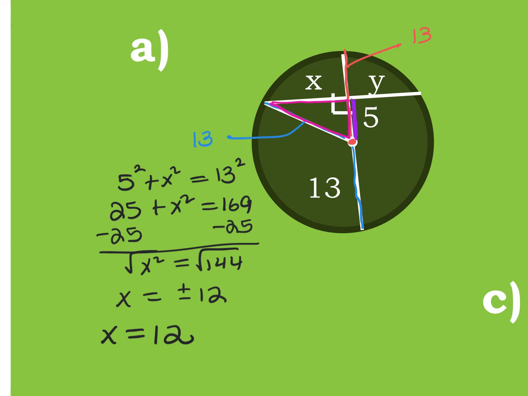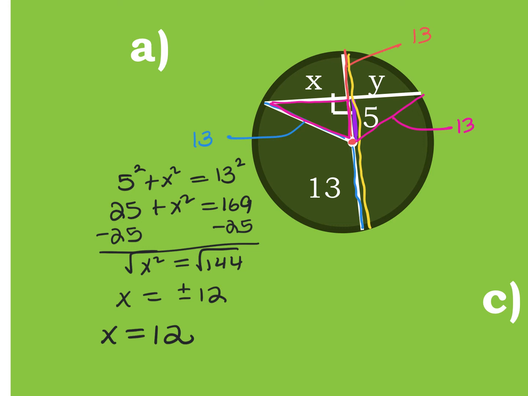Now, this segment that's right here, let me highlight it in yellow. This right here is the diameter. So in order to find y, we can do two things. If you want to go ahead and draw in another radius, you can do Pythagorean theorem again, but it's going to be the same answer because, again, since this is a radius, it's 13.